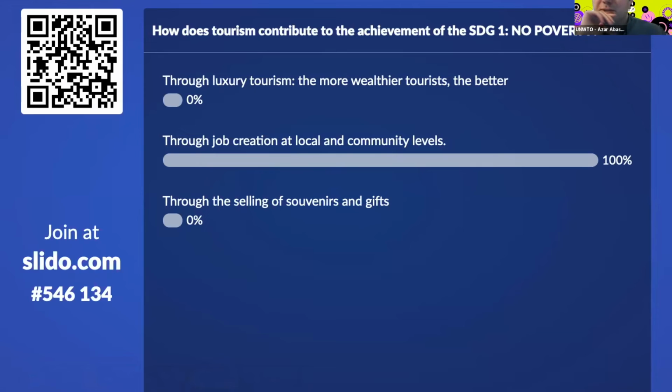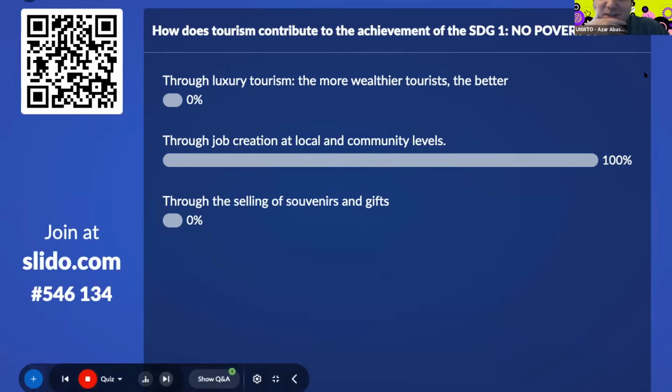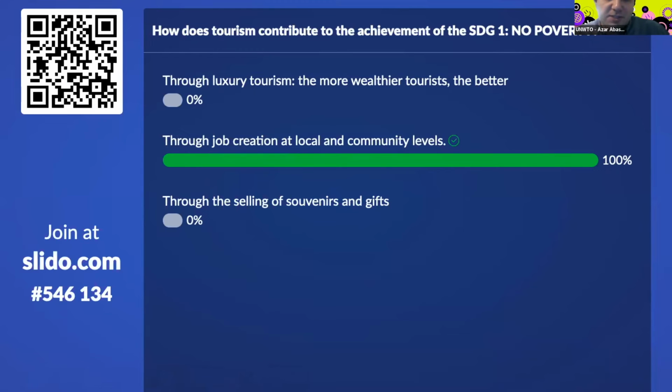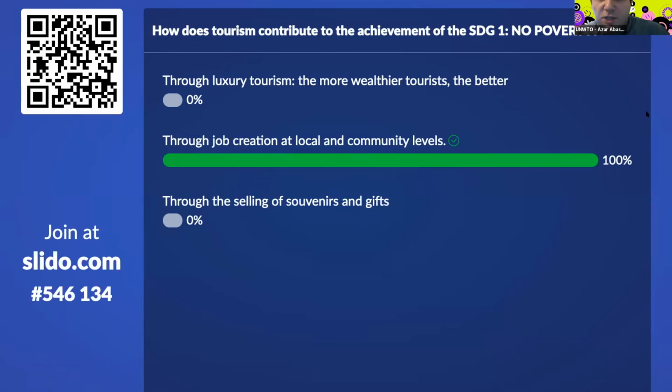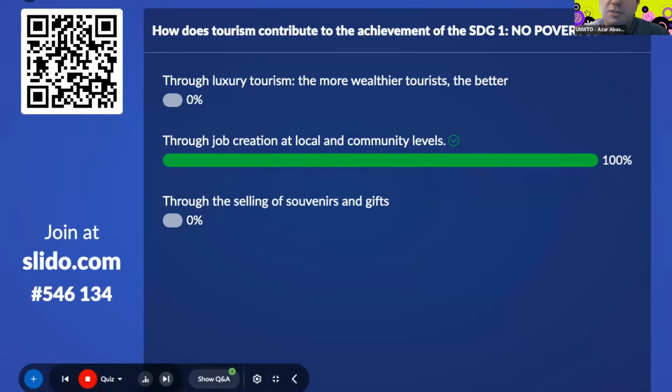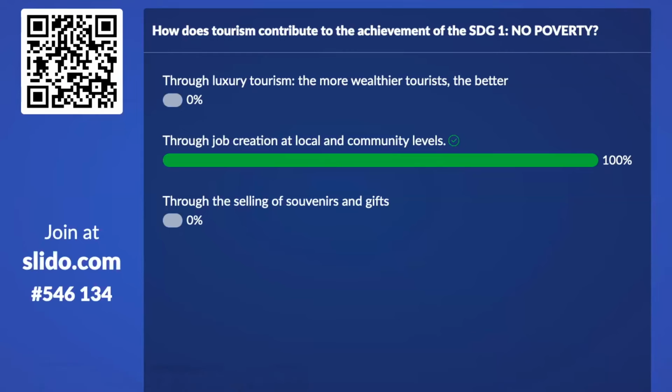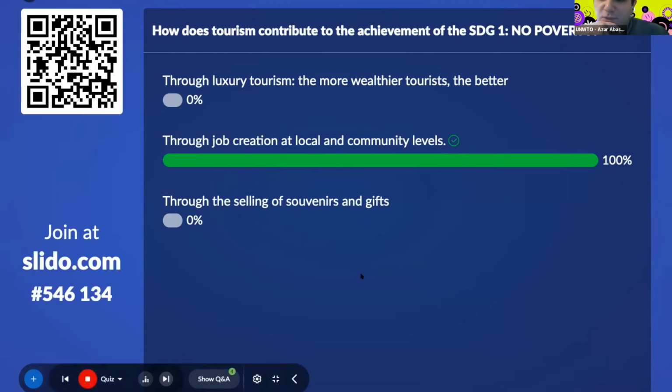Oh, sorry, my bad. Before passing to Alessandra for the next question, right answer. Okay, everybody got the answer right. Great job, guys. 100% result. Everybody got the right answer, that it is through job creation at local and community levels. As you know, tourism covers many spheres. It's related to many spheres, and by creation of jobs at local and community levels, it helps and contributes to the achievement of SDG 1, which is no poverty, and we really hope that tourism will be able to continue this support in coming years. Over to you, Alessandra, for SDG 2.